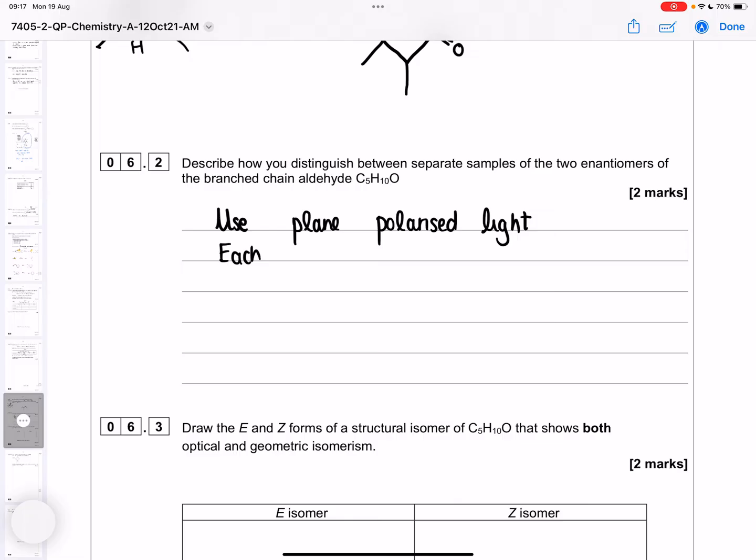Each enantiomer, and what they do is they rotate the light in opposite directions. So one rotates it clockwise, the other anti-clockwise, by an equal amount.